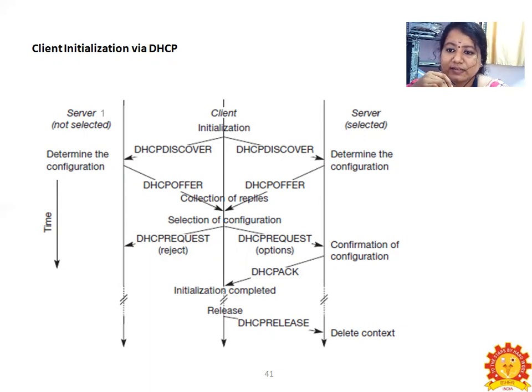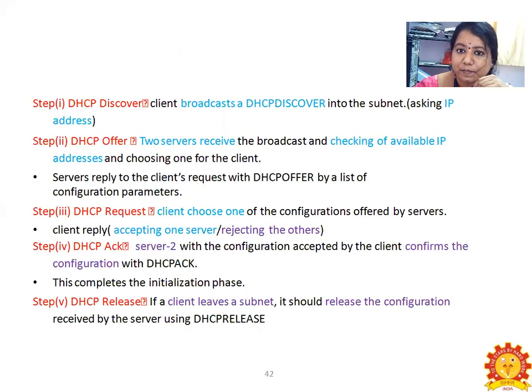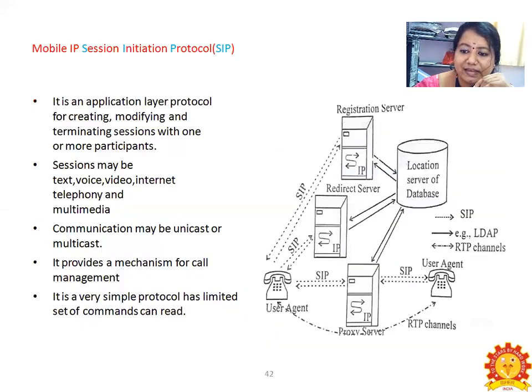After collecting the selection of configuration, we have a DHCP request and the DHCP request options, which are used for confirmation of the configurations. From there, it goes to initialization completed. At last, it moves from the current initialization, that is, a DHCP release, which goes to the server which is selected. So these are the things: DHCP discover, offer, request, acknowledgement, and the release.